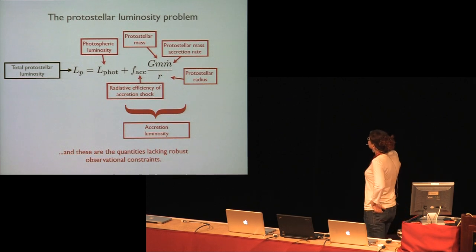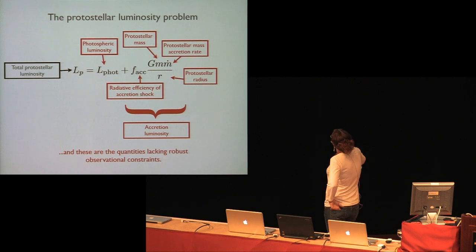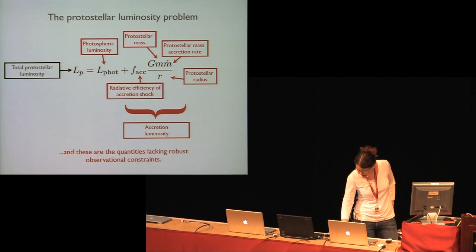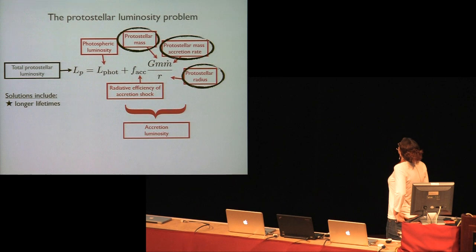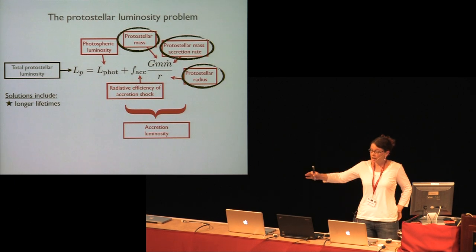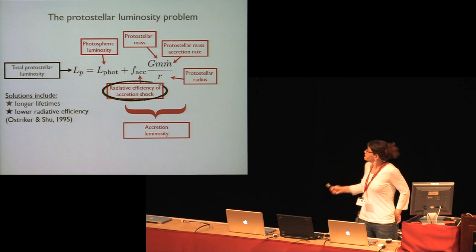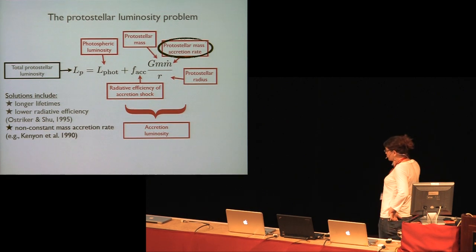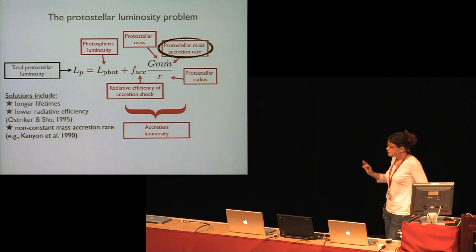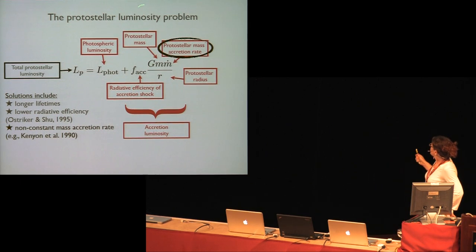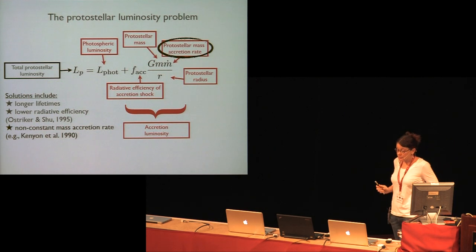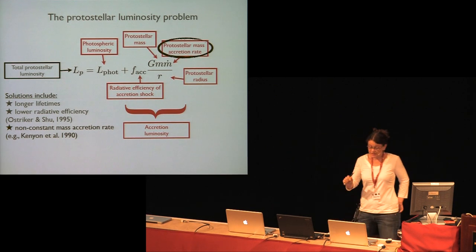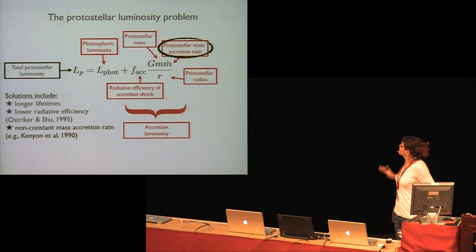So if you're not depressed yet, the terms that I've highlighted in red here are the terms that lack any observational constraints. So we have to figure out what we're going to do about this problem. Possible solutions include longer lifetimes, so more time to accrete more slowly at a lower rate, a lower radiative efficiency, and the non-constant mass accretion rate. Now, if you remember, the only quantity that was expressed in powers of 10 when I plugged in numbers was the protostellar mass accretion rate, and we have an order of magnitude, at least, type problem. So we're going to pay attention to that one. We're going to say that's going to give us leverage about an order of magnitude on this problem.